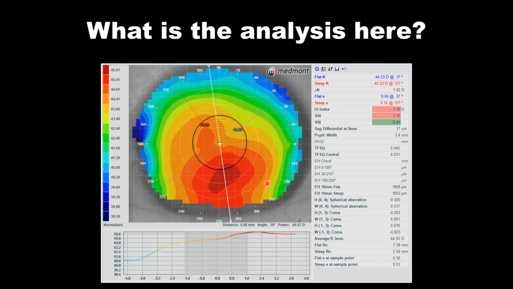But topographically, I think we can say for this eye that some of the disease detection indices are lighting up, indicating that we have an irregular cornea. So this may be a borderline case. This is certainly somebody we should be following and looking at the other signs as well.